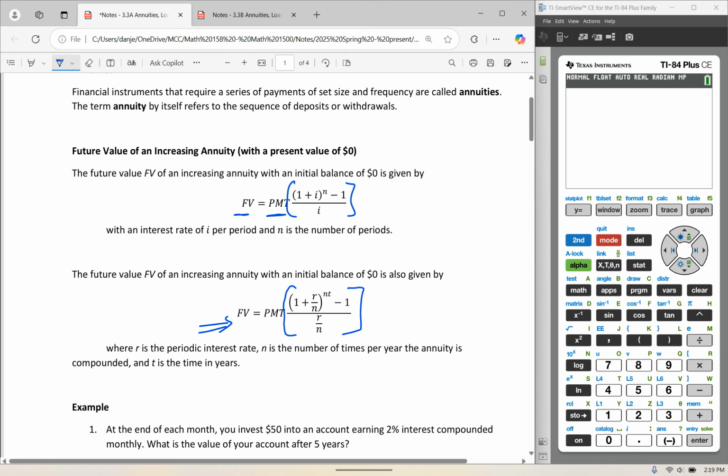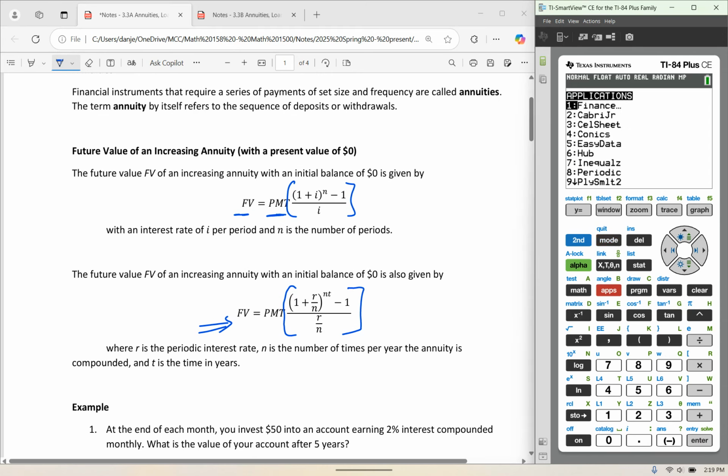For those of you watching this for my Math 1500 course, I will not be expecting or requiring that you crunch the formula. If you want to put the numbers into the formula and calculate on the home screen of the calculator, you may do that. If you recall in our previous video, I showed you how to go to Apps on the graphing calculator, number one, Finance, and then select the TVM solver. We're going to do all of the problems in this video using the TVM solver, and I'll show you how to do that.